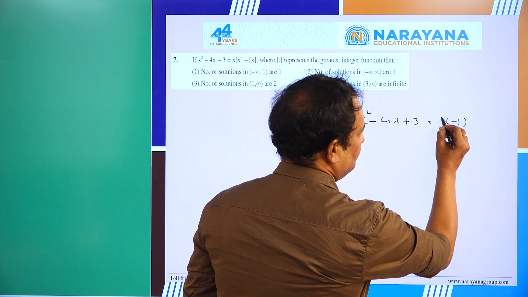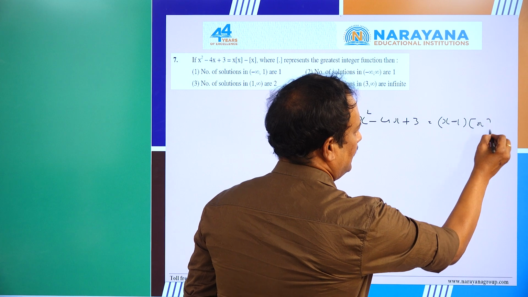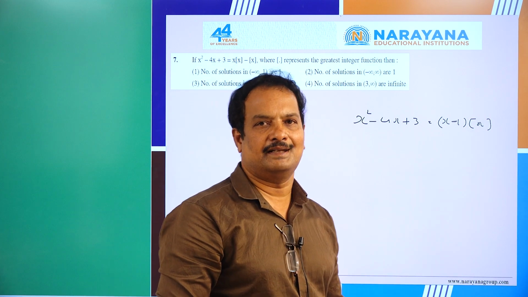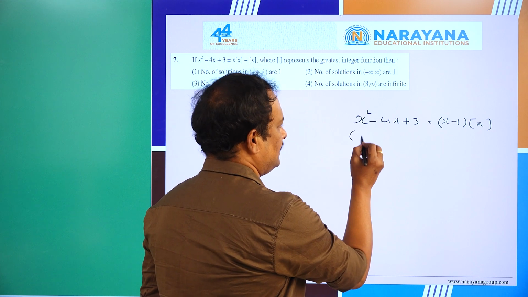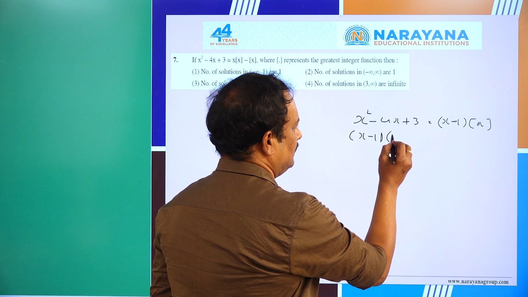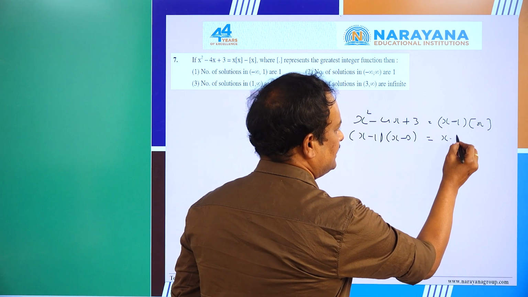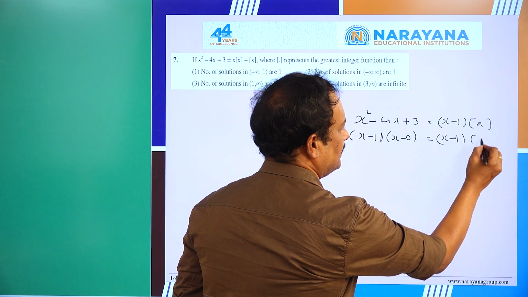So this is (x - 1)·[x]. As far as the LHS is concerned, we have (x - 1)(x - 3), of course. So you can't cancel x - 1 unless you know that it is not 0. I mean, this is (x - 1) into [x], the step function of x.